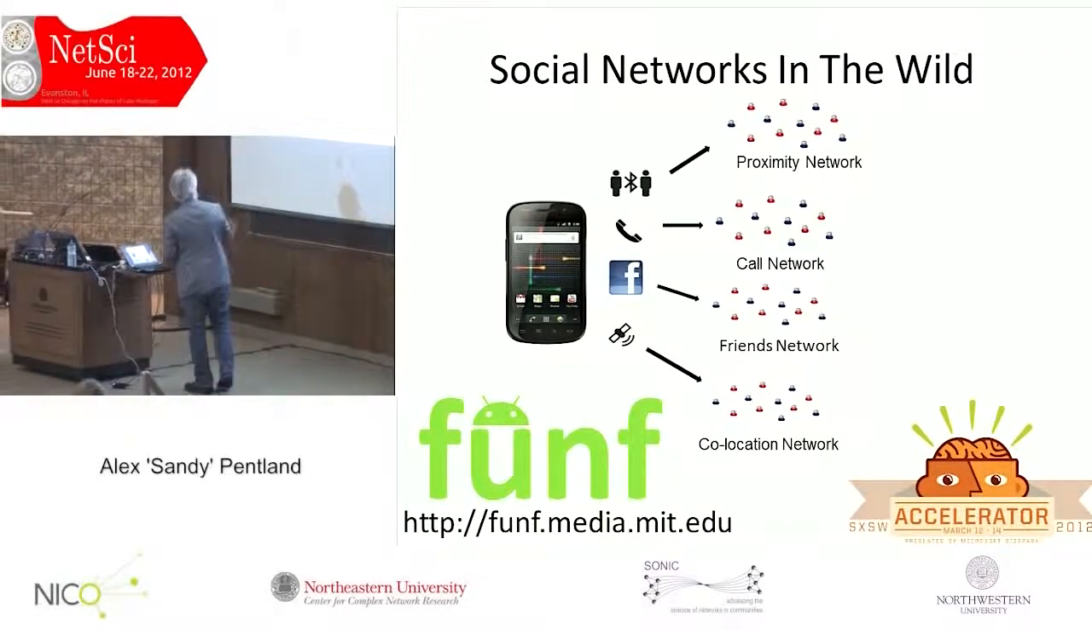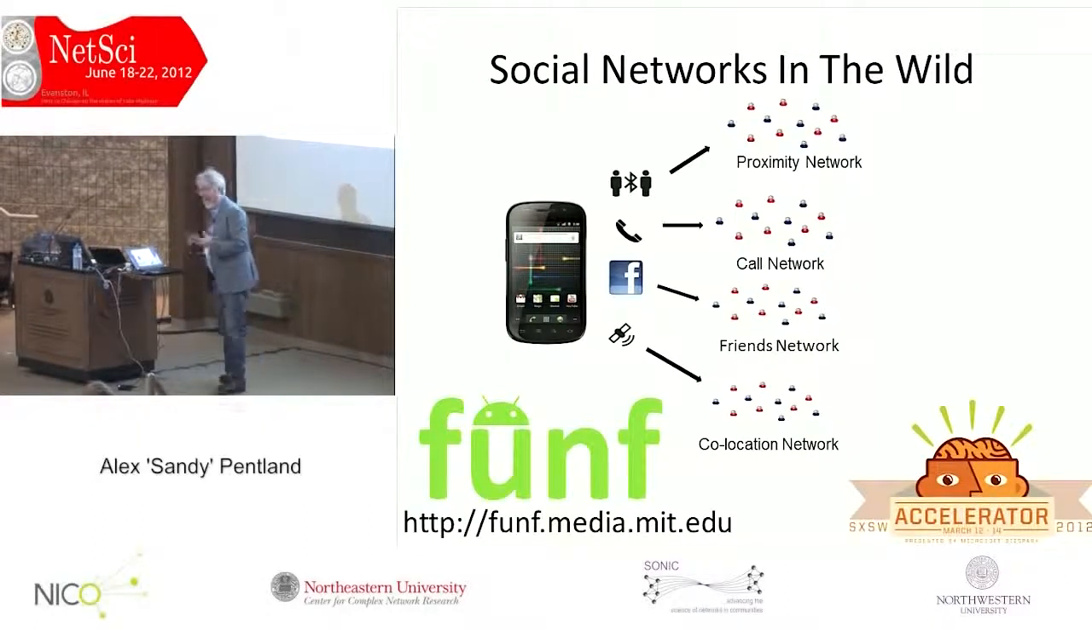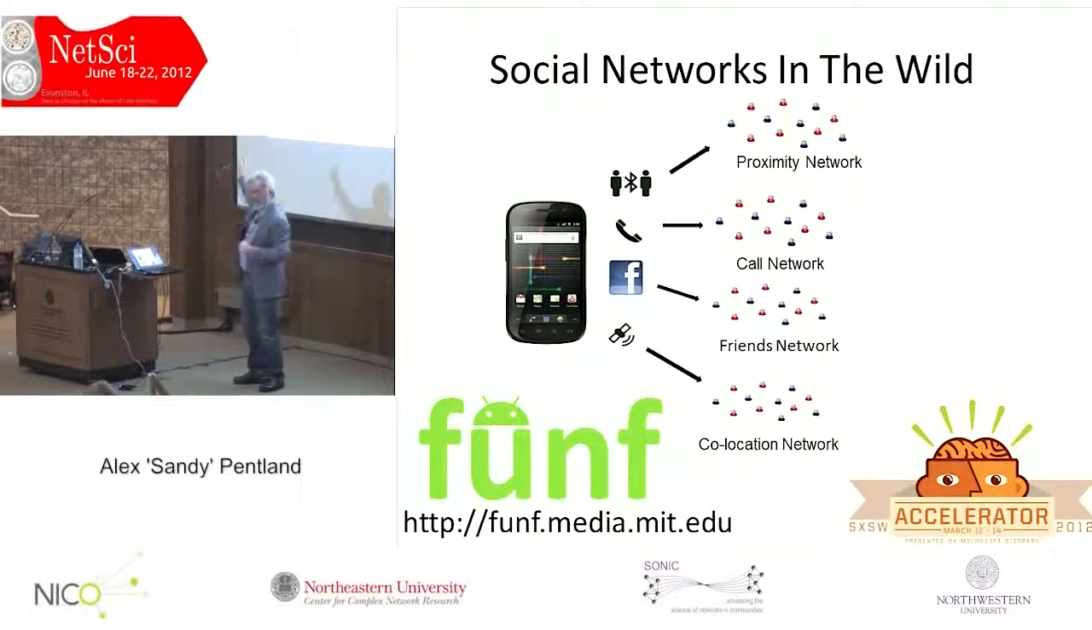And we have a system we built called FUNF, which stands for Friends and Family or Fun Framework. It has a couple different things, but it's open source and available for free. At this point, almost 1,000 groups of sociologists, psychologists, and others have downloaded this, because you can build your own sensing network in under 5 minutes without any problem. So if you wanted to deploy and sense a network in your group, it will take you minutes, literally, to do it. So go visit it.